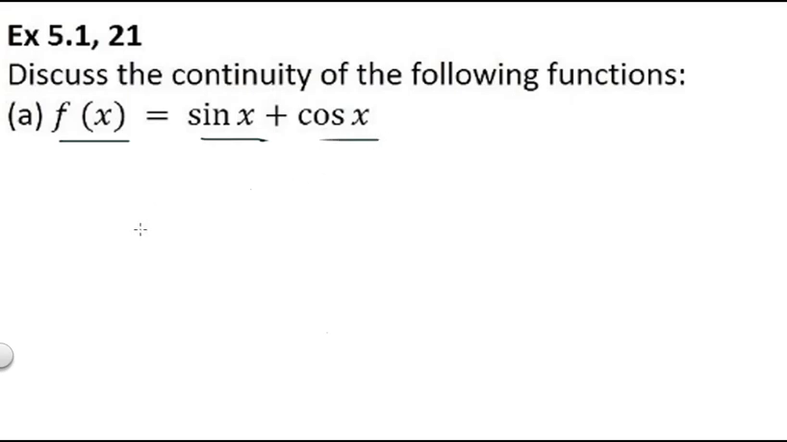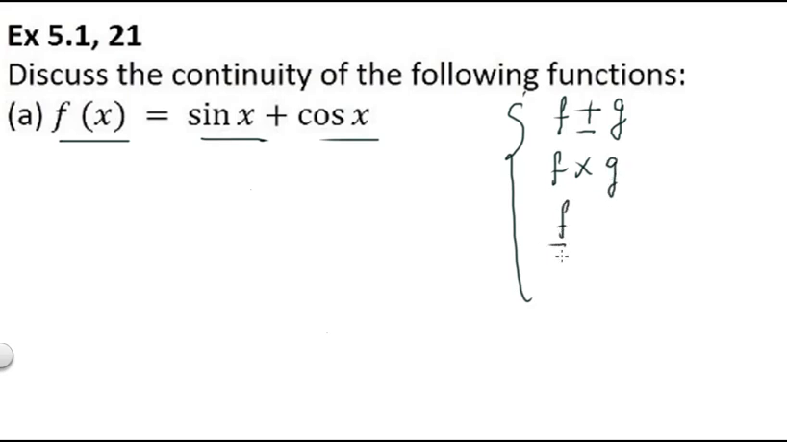Okay, one thing to keep in mind, these are some of the theorems whose proof you need to remember: if f is a function and g is a function, and f and g both are continuous, then their addition, their subtraction, their product, their division, all are continuous. Clear? So let us see sin x.